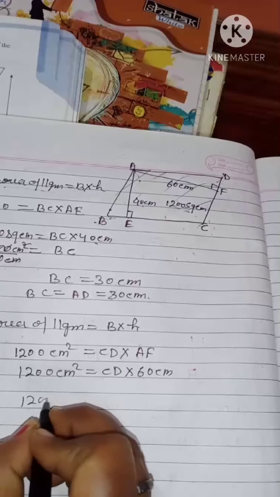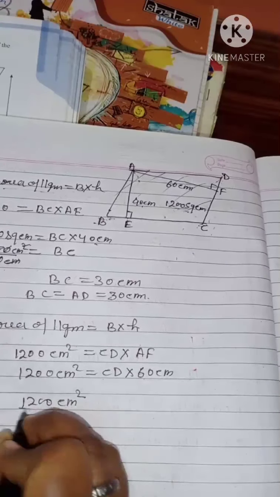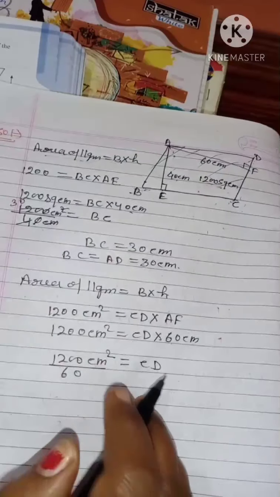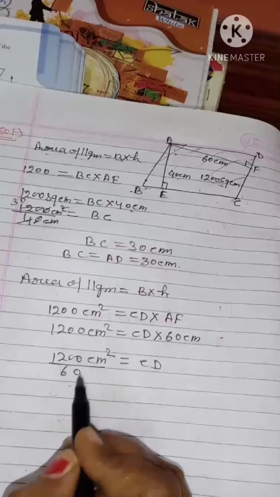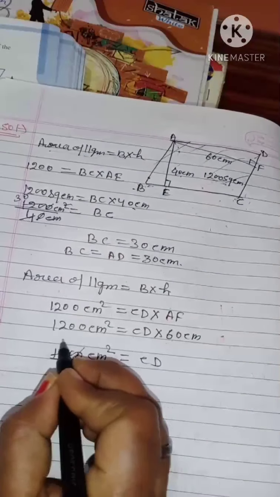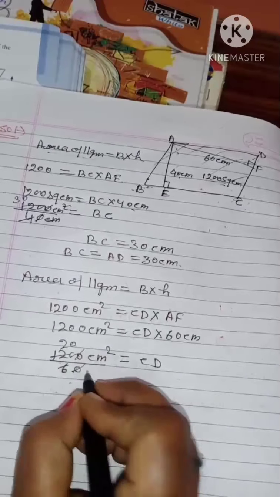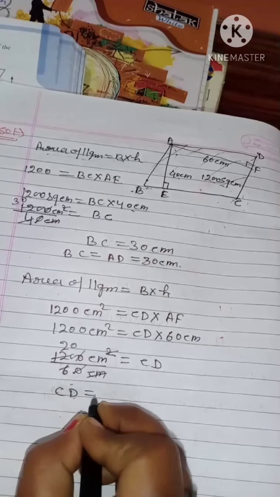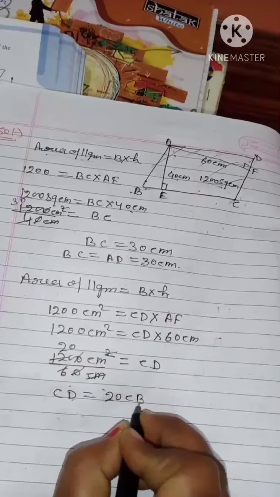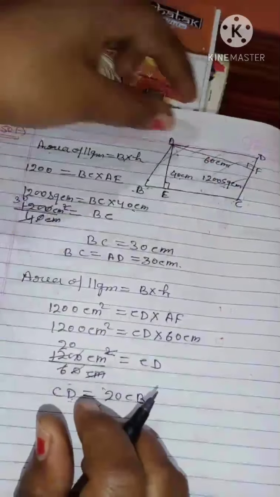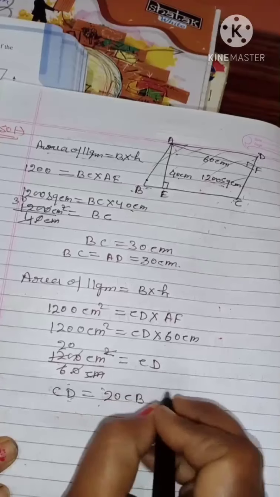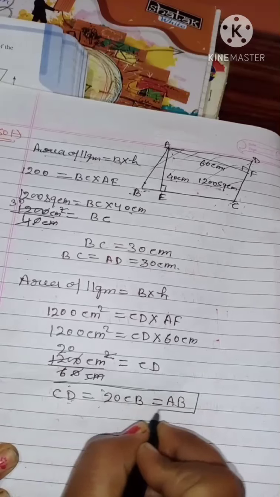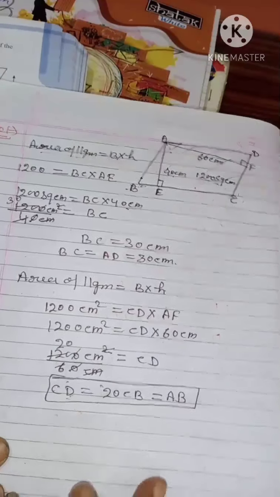So 1200 centimeter square divided by 60 is equal to CD, because this is multiplication, so it can come here as division. 6 twos are 12 and 0. Here centimeter and one power will be cancelled. So CD is equal to 20 centimeter, and CD and AB will be equal. So CD is 20 centimeter, equal to AB. So these are the sides of the parallelogram. In this way, we will do the question here.